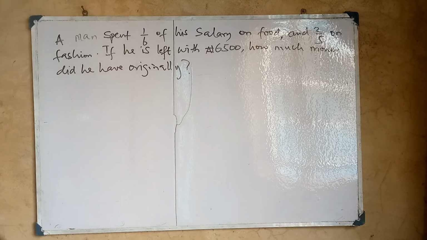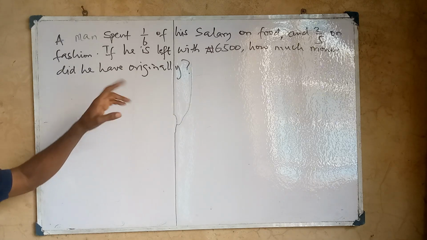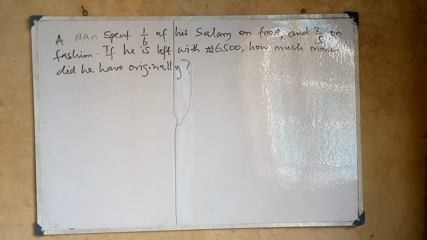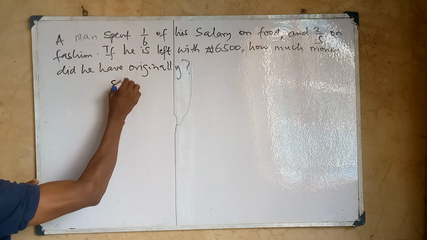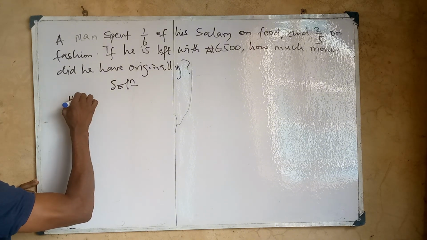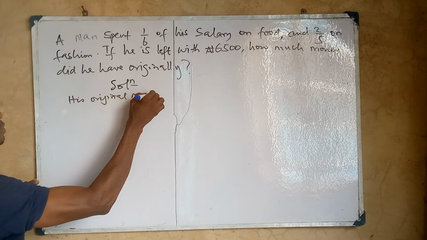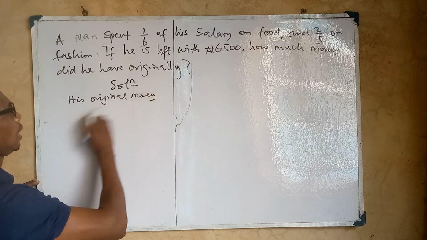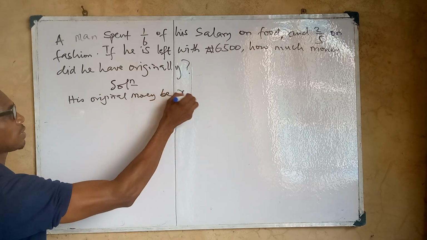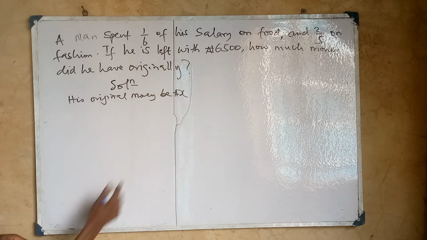A man spent 1/6 of his salary on food and 2/5 on fashion. If he is left with 6,500, how much money did he have originally? You start with his original money, or let the original money be X naira, right?